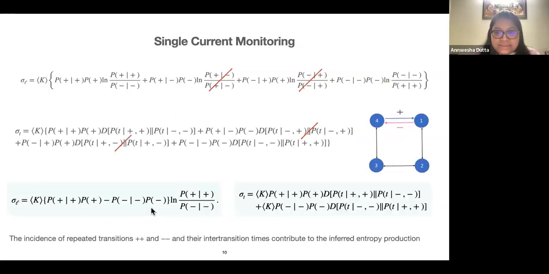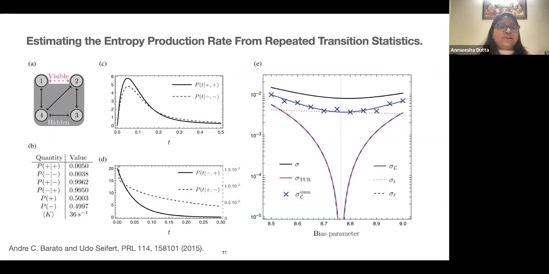Okay, so from this, next we want to compute a particular example where we have a single transition that is visible. In that case, we have computed the intertransition times for repeated transitions and for alternated transitions. And here we see that the exact entropy production rate is given by the black line, and the Gillespie simulations and the total visible entropy production rate match.